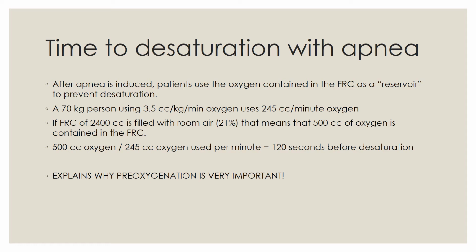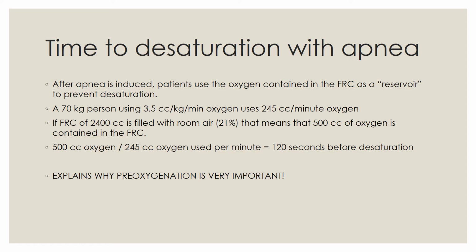If you multiply these, you get that the patient uses 245 cc's per minute of oxygen. So if the FRC is 2,400 cc's, and it is filled with room air, which is 21%, that means only 500 cc's of that air is pure oxygen. So 500 cc's divided by 245 cc's per minute is about 2 minutes or 120 seconds. And this concept really explains why pre-oxygenation is so important.